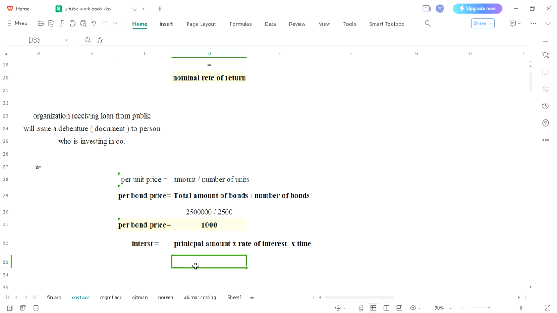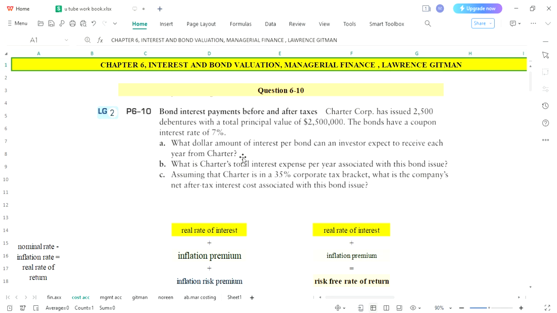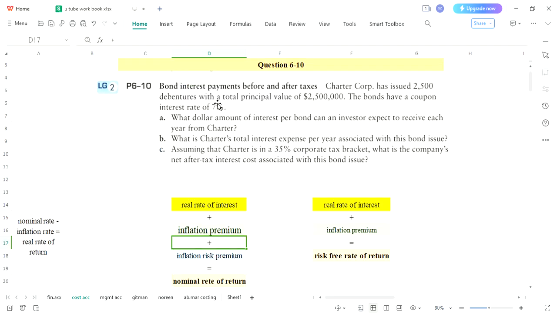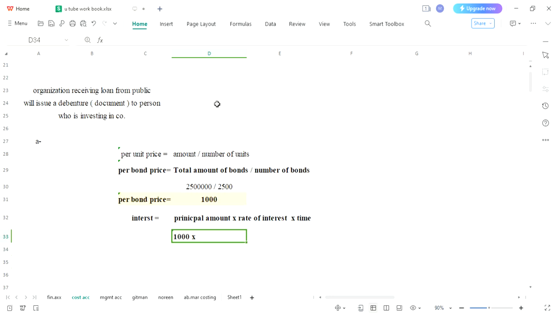What principal amount have we calculated, since interest is required to be calculated for a single bond? What dollar amount per bond? So the principal amount per bond is 1000, and then you will multiply it with the rate of interest, which was given over here, 7%. So put 7% here, and then again you need to multiply it with time.